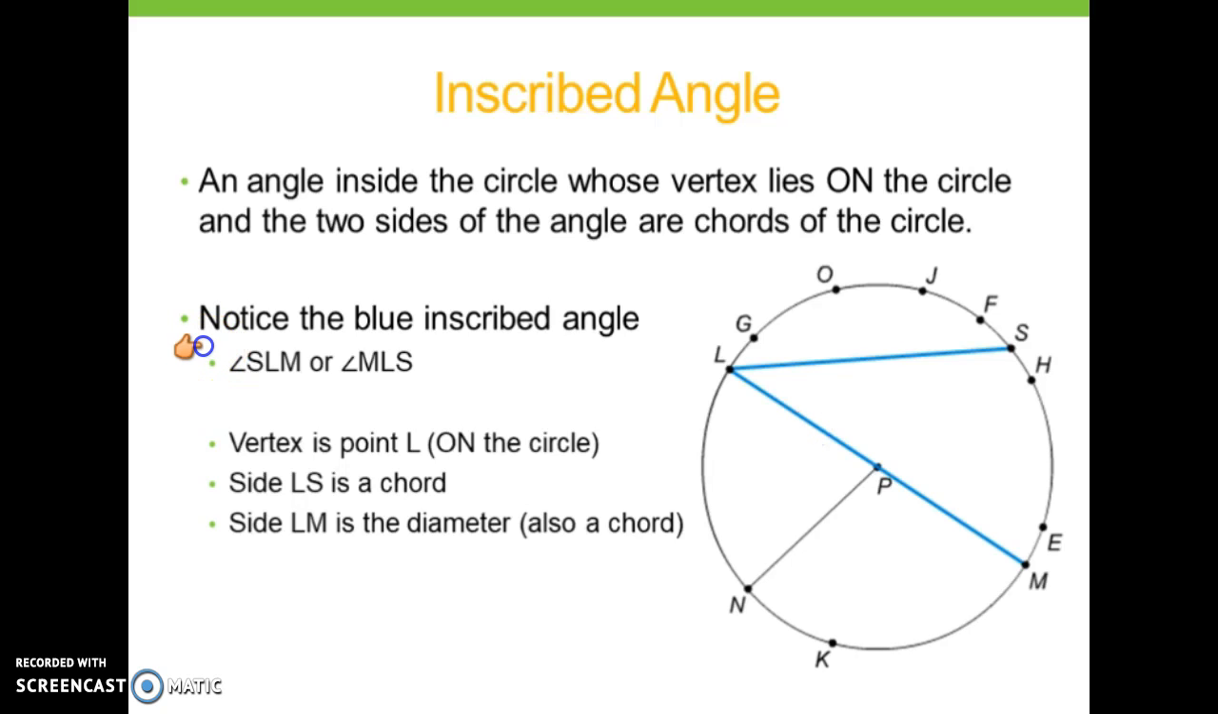Notice the blue inscribed angle. We could call this SLM or MLS. In this particular example, the vertex again is on the circle, LS is a chord, and LM is a diameter, which is also a chord. But you could also have an inscribed angle that does not include a diameter. And there's an example, K in red. KOM or MOK, the vertex is on the circle and the 2 sides of the angle are chords.